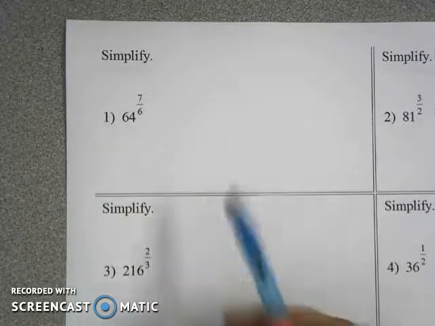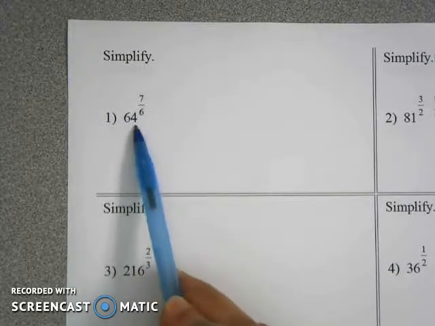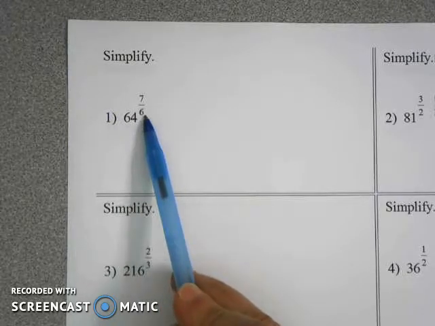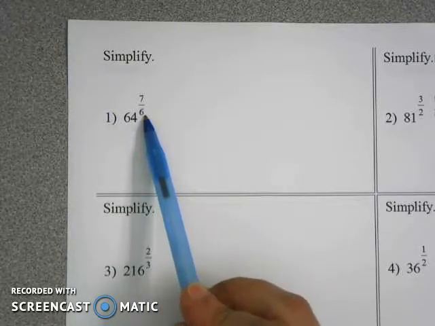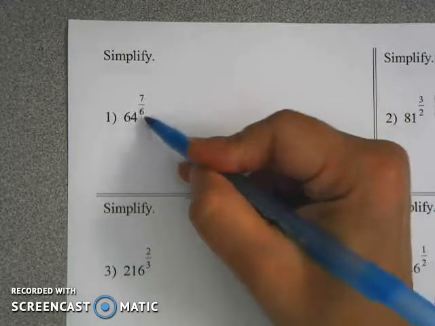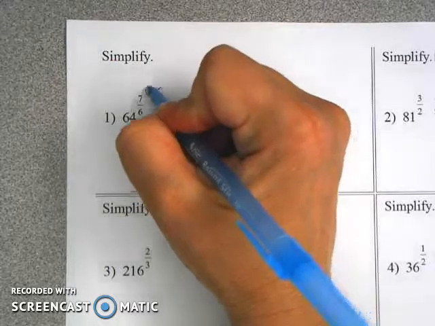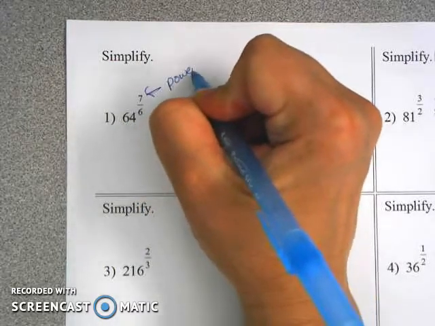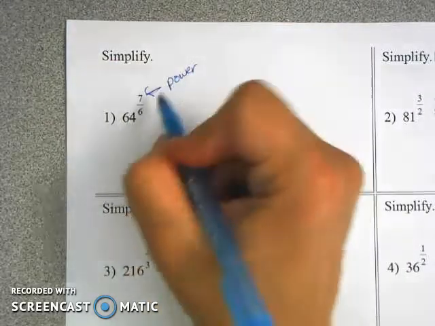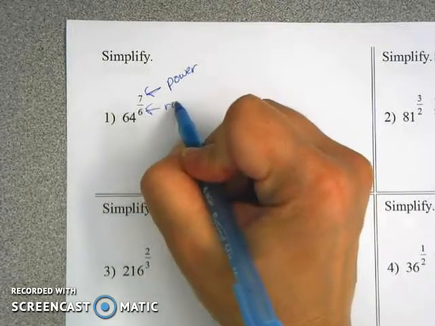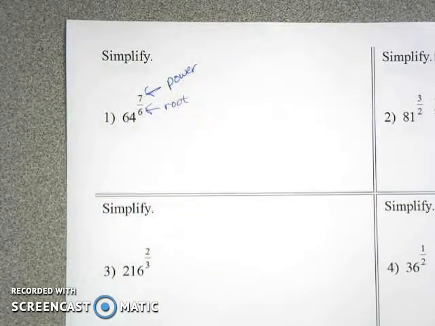So do you see how we have 64 is our base, right? And it's being raised to the power of 7 over 6. And you'll see, if you haven't already in the other video, that when you have a fraction as your exponent, the numerator acts as the power, right? And the denominator acts as the root. So what do I mean by that?